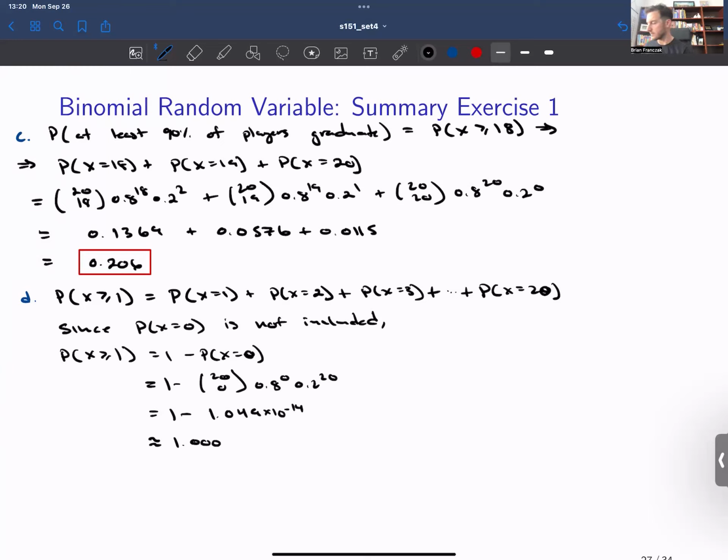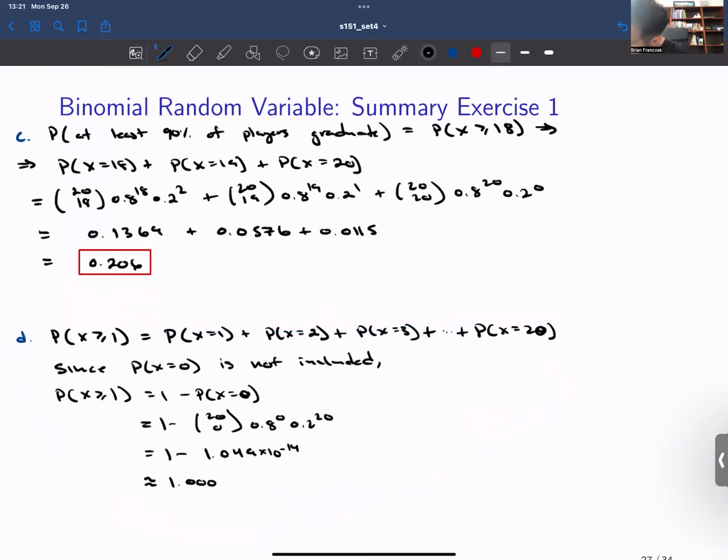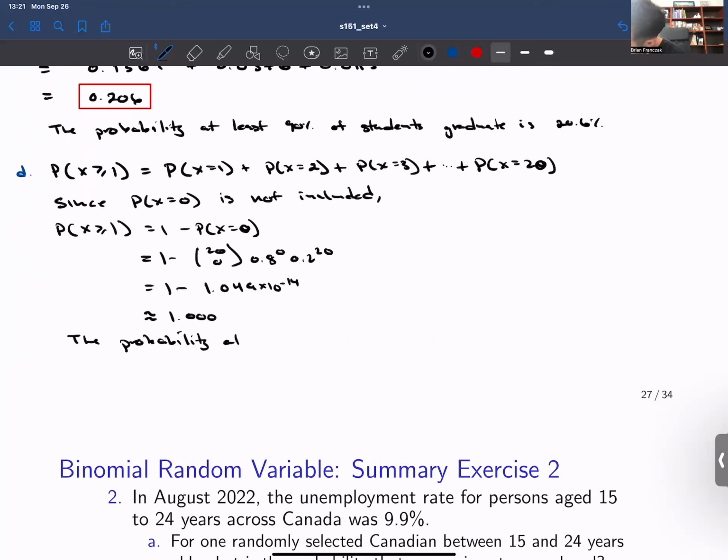Oh, sorry, I forgot to do a little statement above. The probability at least 90% of students graduate is 20.6%, and the probability at least one student graduates is approximately 100%.